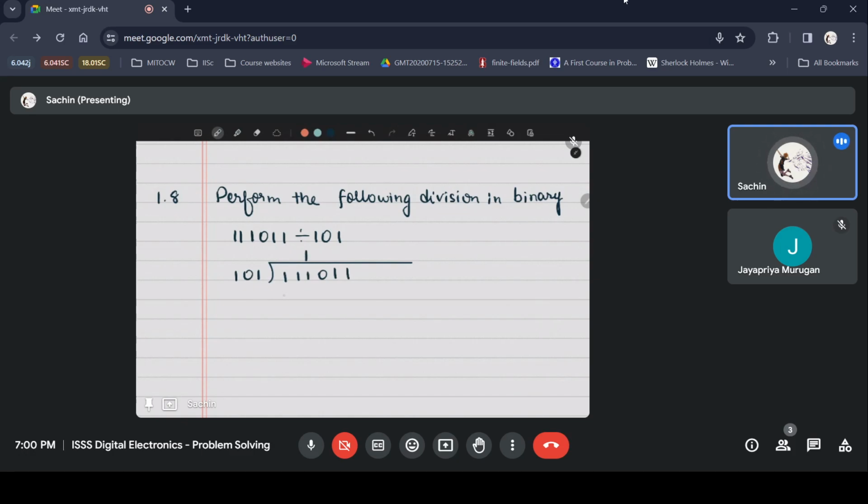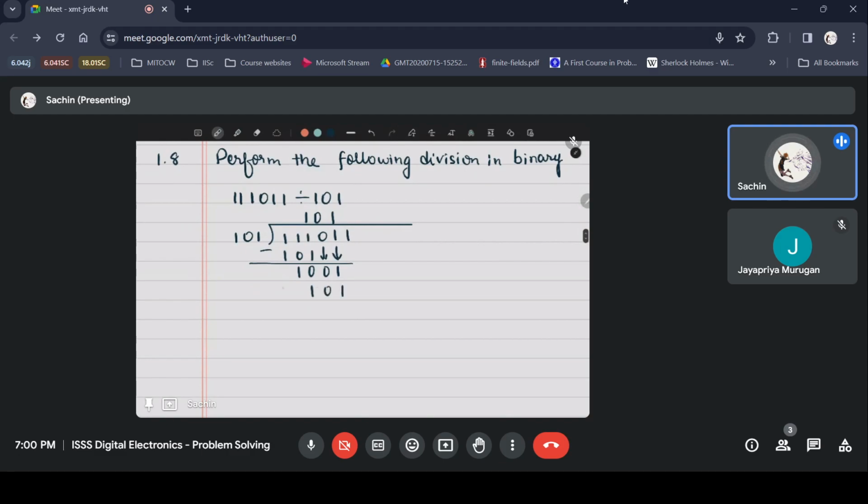101 goes 1 times into 111. You subtract, you will get 10. You bring down the 0. 101 goes 0 times into 100, so you write a 0. You bring down the 1. This goes 1 times 101. You subtract it, you will get 100 again. You bring down this 1. Again it's 1 time.